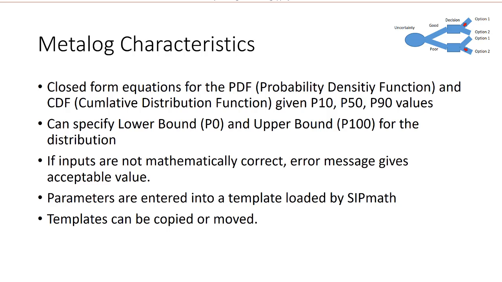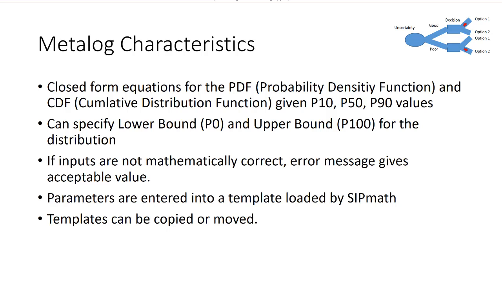You can also specify lower bounds, P0, and upper bounds, P100, for the distribution. So unlike the normal, or in some cases the Meyerson distribution, they can have very, very high limits. And this is a way of bounding the distribution. If you put in inputs that are not mathematically correct, the Metalog will give you a message and tell you acceptable values.